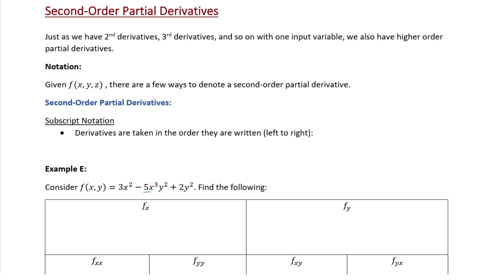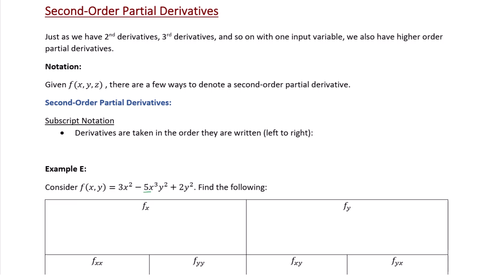Now we're going to take a look at what we call second order partial derivatives. Just as we have second derivatives and third derivatives and so on when we have a single variable input, we also have higher order partial derivatives. So let's take a look at what the notation might look like. If we are given a function, let's say f of x, y, and z, there are a few ways to denote a second order partial derivative.